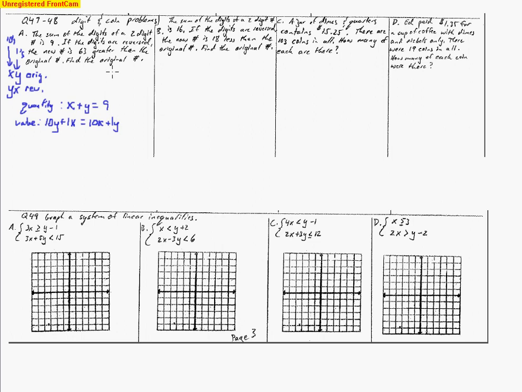10x plus 1y. Now it says that the new number is 63 greater than the original. So this one is 63 bigger, which means I need to add 63 to the original. Alright, we're ready to solve.